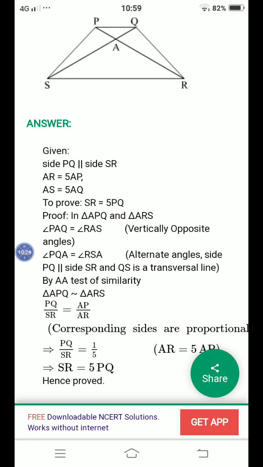Now we will use the corresponding sides proportional condition. So once the triangles are proved to be similar, PQ upon SR is equal to AP upon AR. Reason will be corresponding sides are proportional. Now PQ upon SR is 1 by 5, we have put. Why? Because AR is 5 times AP. Instead of AR we have written 5 AP, so AP gets cancelled. PQ upon SR we got the value 1 by 5. So therefore by cross multiplication SR is equal to 5 PQ. We have proved whatever we had to find.